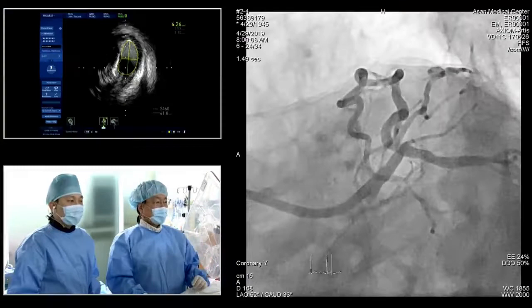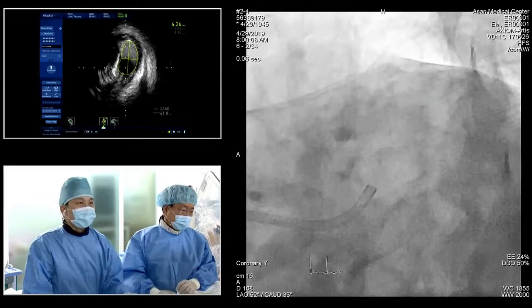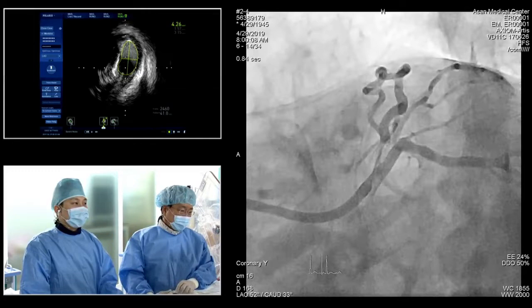Well, I wouldn't necessarily worry about the diagonal. If it needs something later, I can do that. But clearly, you have to put a wire down the LAD and a wire down the circumflex. And I would treat the lesion in the direction of the circumflex.